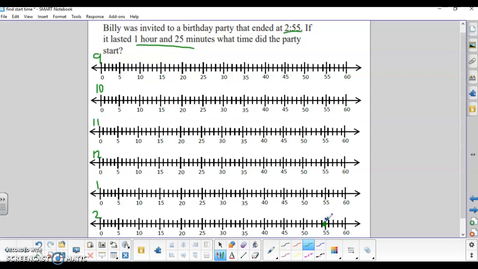Remember, we're finding the start time, so we are going backwards. We need to go backwards 1 hour and 25 minutes. 1 hour, backwards 25 minutes. 5, 10, 15, 20, 25. The party started at 1:30.